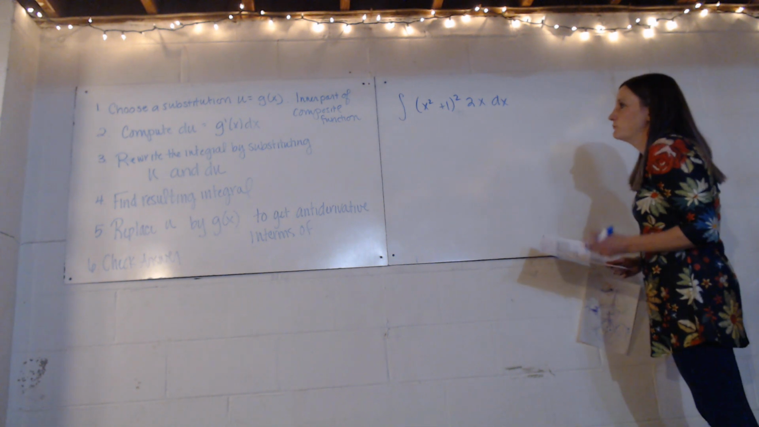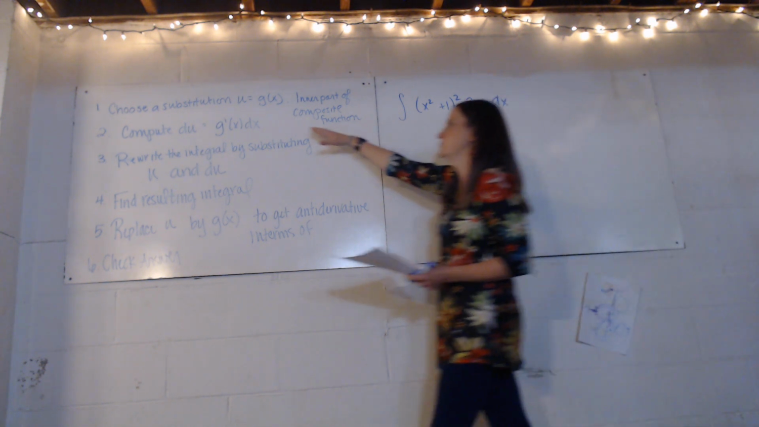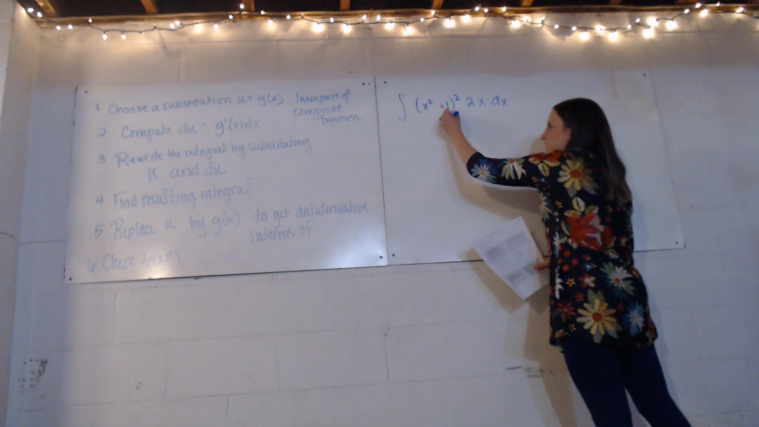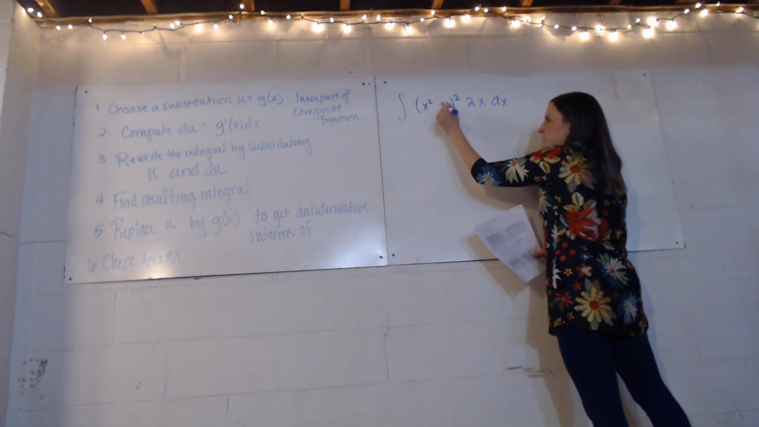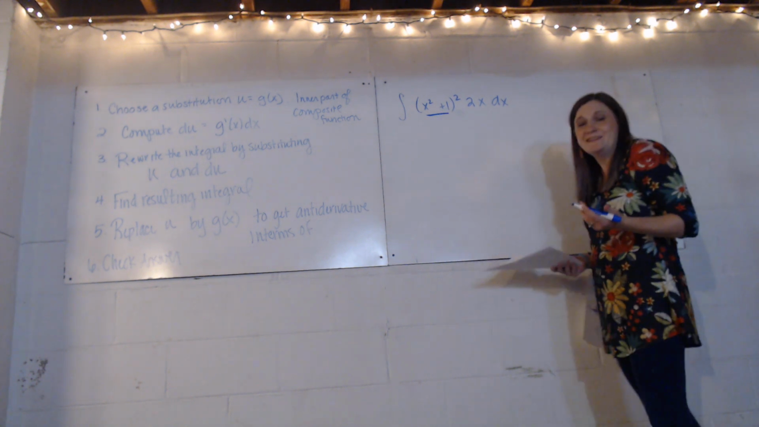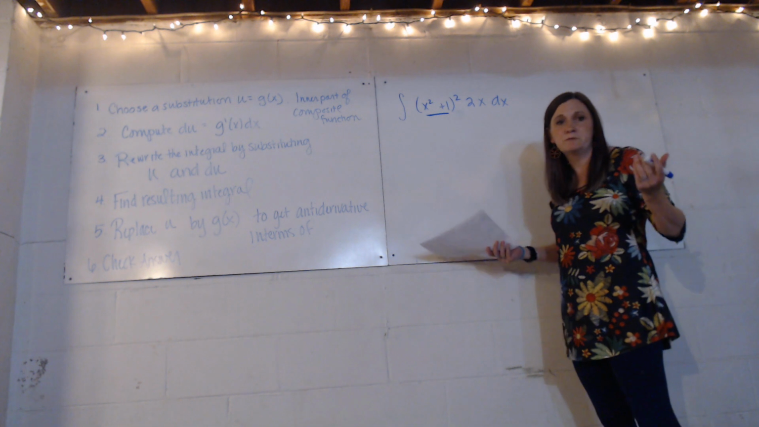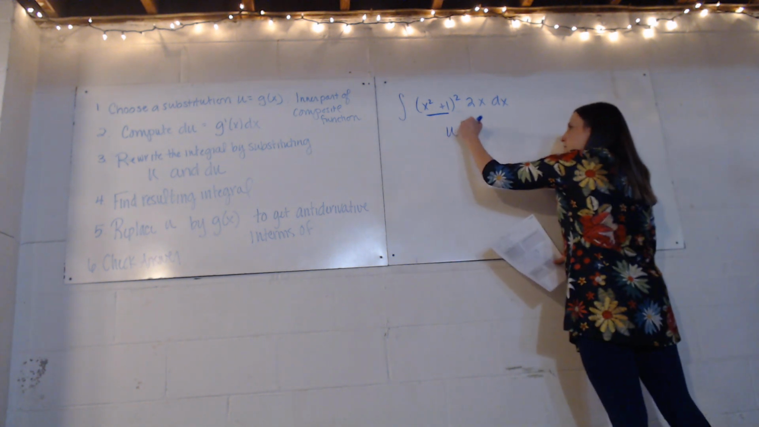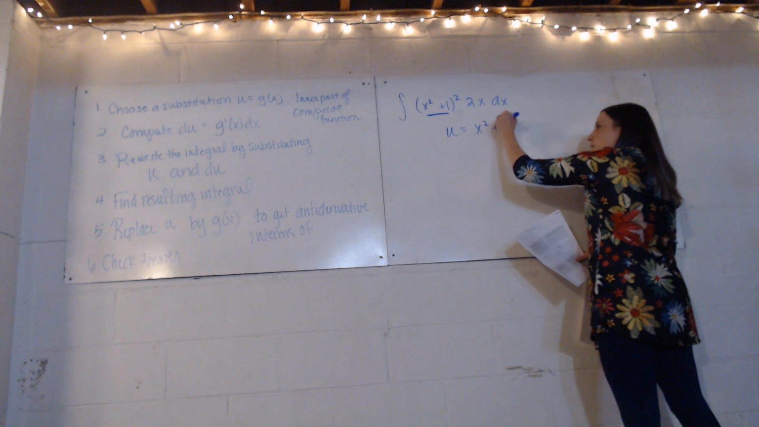Okay, so first step, choose a substitution. u is equal to g of x. Usually it's an inner function. I'm squaring this thing, and this looks like my inner function, x squared plus 1. I might not be confident, so just pick something and try it and see what happens. So I'm going to let u be x squared plus 1.